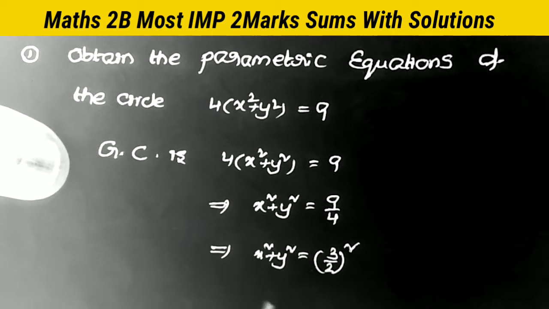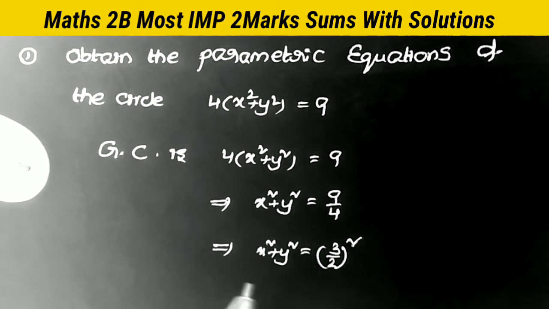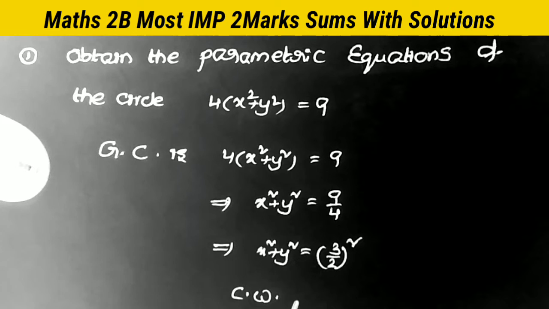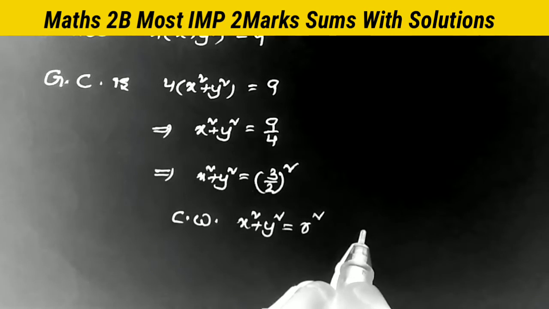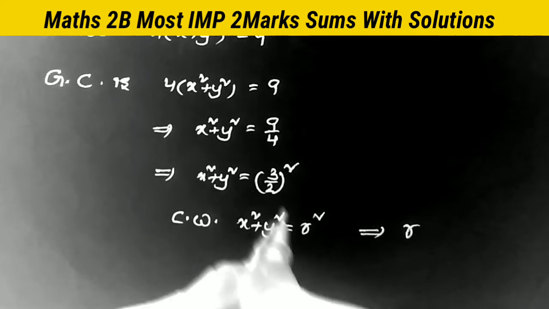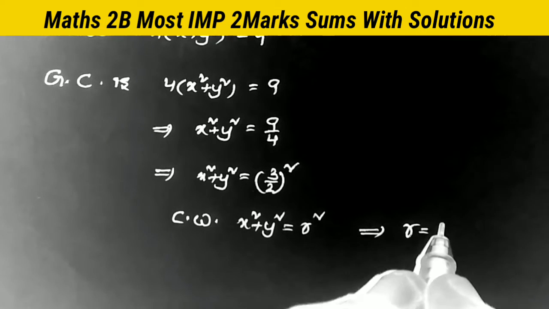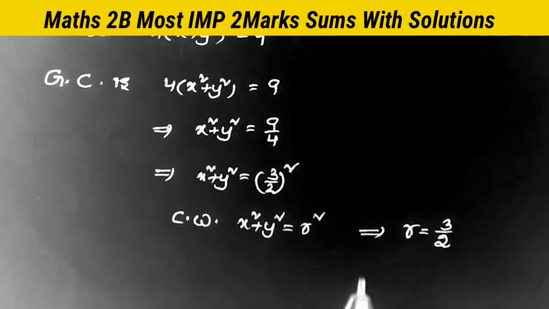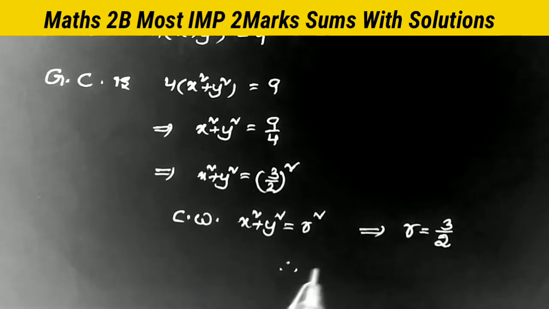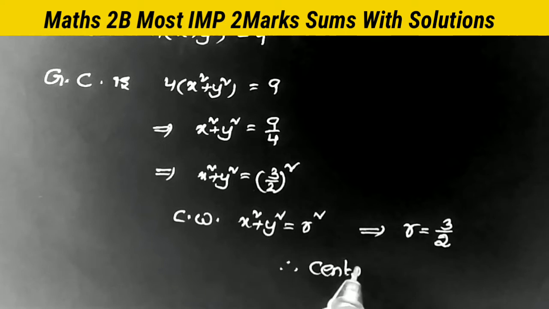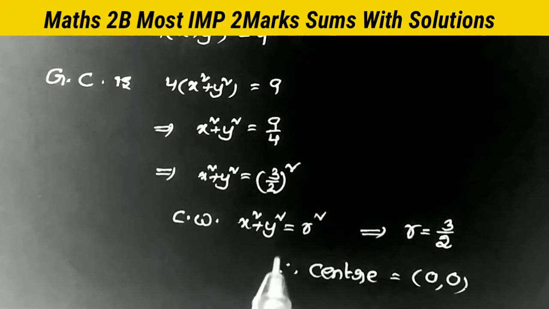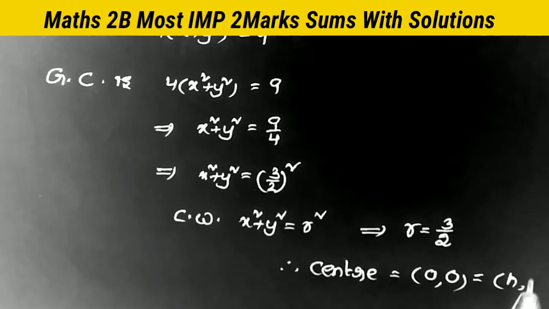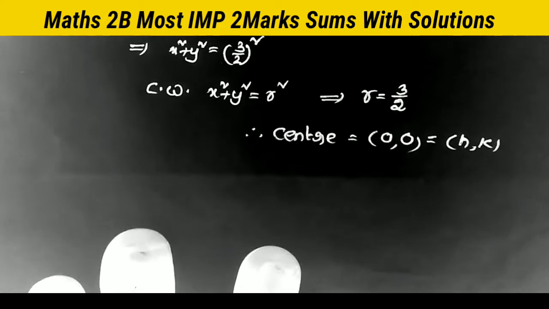Now this is in the form of x square plus y square is equal to r square. So I compare this equation with x square plus y square is equal to r square. Then what is the r value? r square is equal to (3 by 2) whole square, then the value of r is equal to 3 by 2. And what is the center of this circle? Clearly the center of this circle is 0, 0. x square plus y square is equal to r square means the center of the circle is 0, 0, and I take that this is equal to h, k.